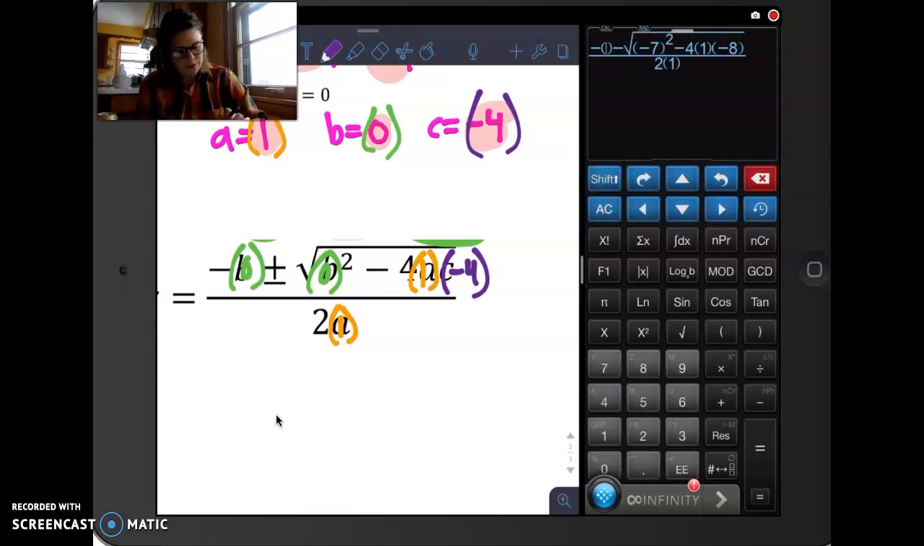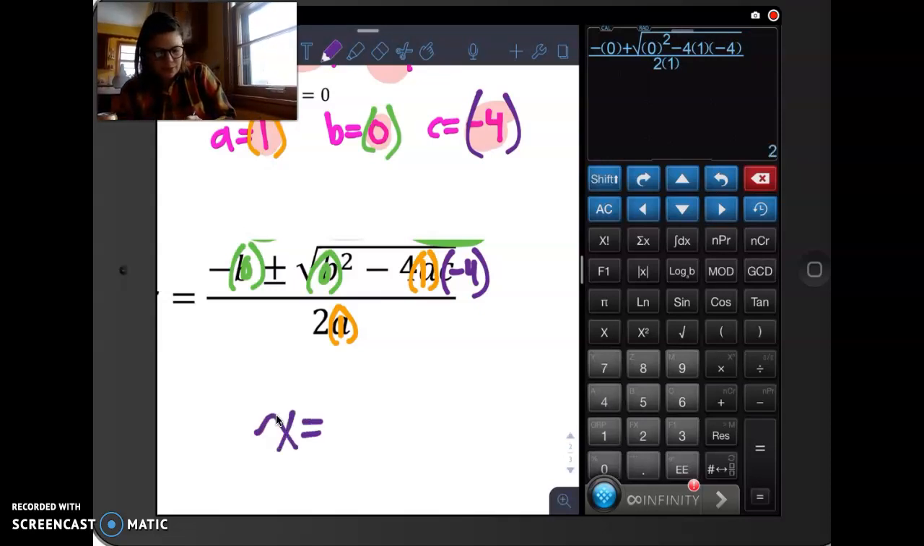Okay, so it's not going super well. If I wanted to do the plus first, I could change that. 0. 4A is 1, and this is a -4, and then 2 times 1 on the bottom. Cool. So I press equal, so that means X is equal to 2 is one of my answers.